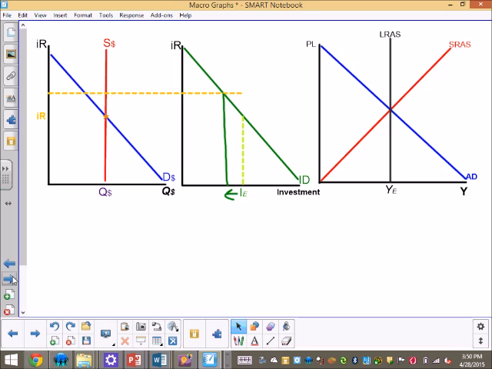Tax multiplier? The tax multiplier as well as the government spending multiplier. Okay? To know those, we need to know our MPC and MPS. What is MPC? Marginal propensity to consume. Very good. And what's MPS? Marginal propensity to save. Very good.